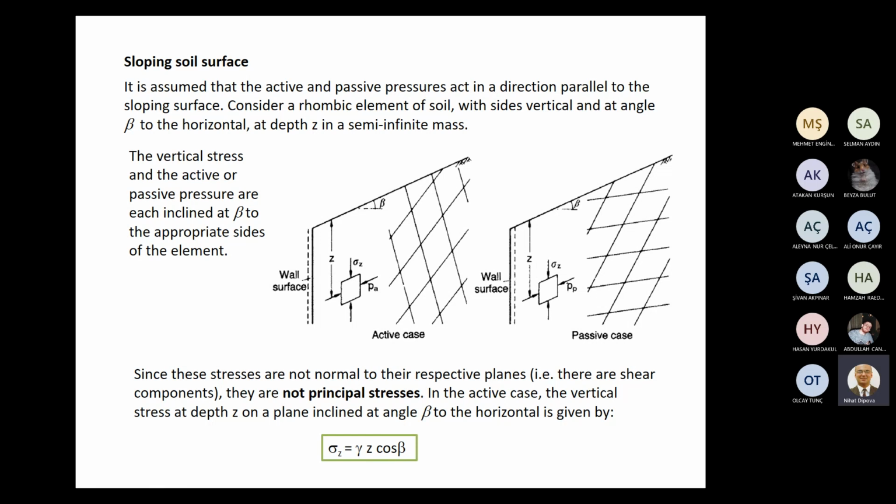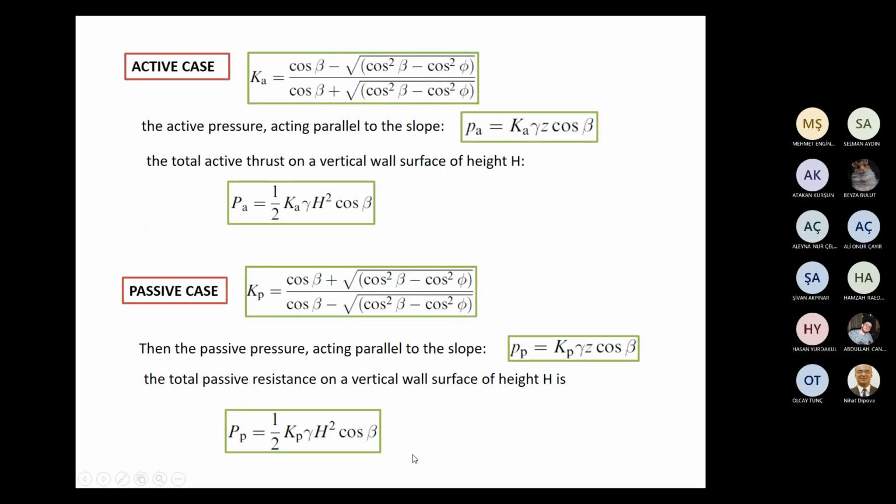In the active case, the vertical stress at depth z on a plane inclined at an angle beta to the horizontal is given by this equation, not just gamma z multiplied by cosine beta. And in active and passive case, active and passive earth pressure coefficients and active passive stresses should be modified using this angle beta.